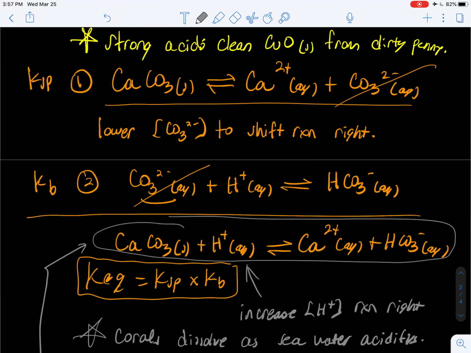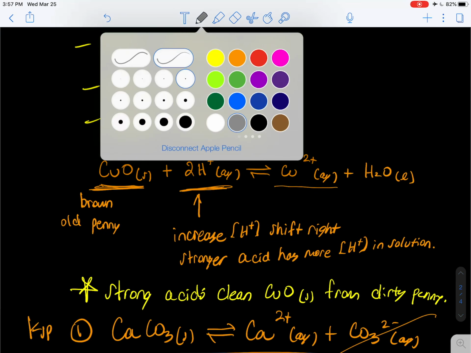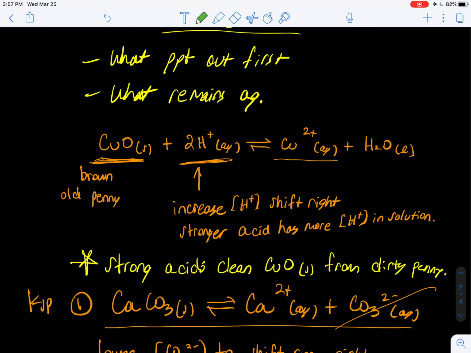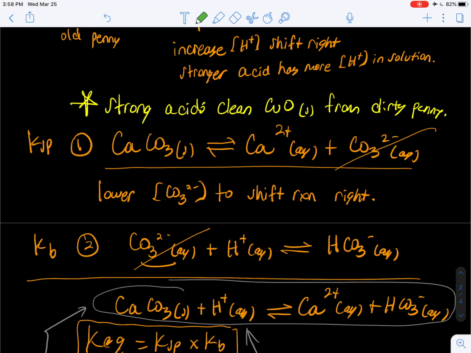So what do we have here? Let's go back and review, because you might be falling asleep. Metal oxides dissolve in acid. Metal carbonates dissolve in acids.